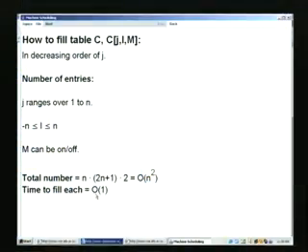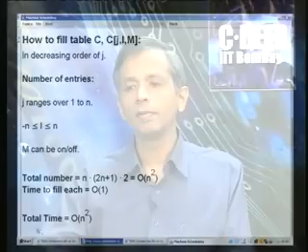Time to fill each entry. Our recurrence can be evaluated in constant time, or each single step can be evaluated in constant time. So it is O of 1, and as a result the total time is O of n squared. So we will fill the entire table in O of n squared time.